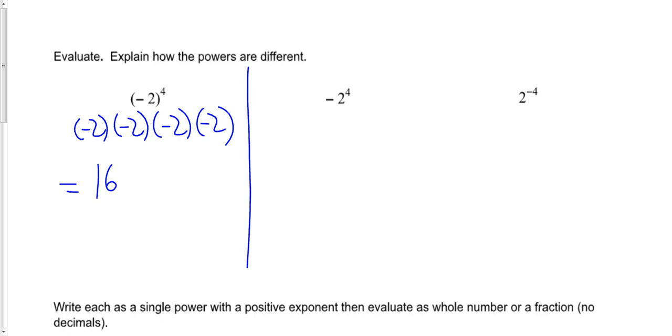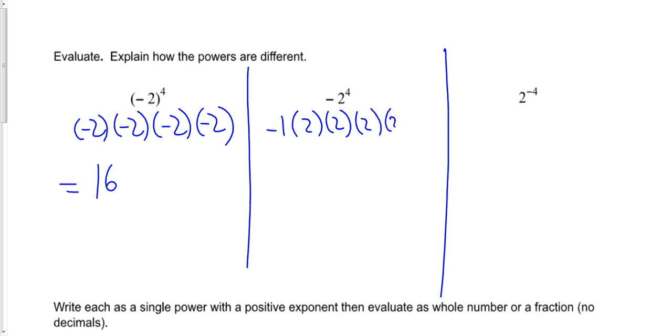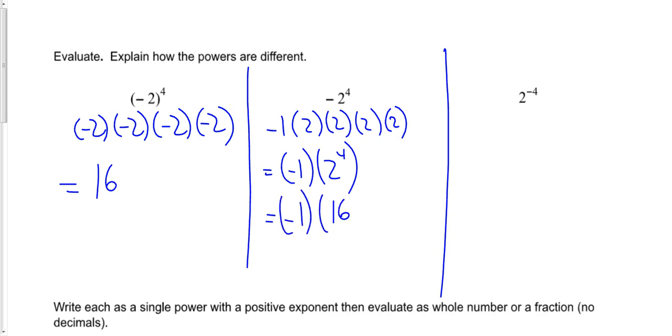However, this thing here in the middle is what trips people up. You need to make note of where the brackets are or where they're not. What this actually means is negative 1 times 2 times 2 times 2 times 2. So this is 2 to the exponent 4 times negative 1. You could also write this as negative 1 times 2 to the exponent 4. So this would be negative 1 times 16, which would equal negative 16.